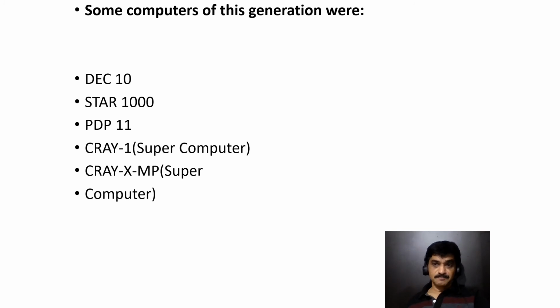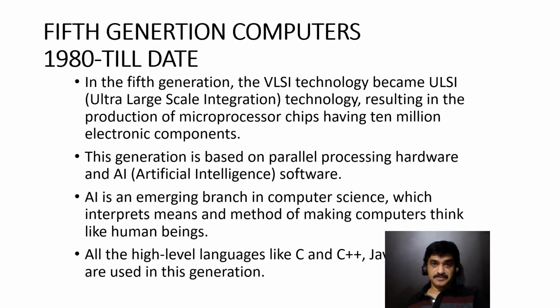These are the supercomputers. If you see the fifth generation computers, which varied between 1982 till date, here instead of VLSI, what we used is ultra large scale integration. Because of this technological upgradation, the microprocessor could accommodate 10 million electronic components in one small chip. So it reduced the size of the computers considerably. In this generation, we used artificial intelligence software. Artificial intelligence is an emerging branch in computer science which interprets a means and method of making computers think like human beings.